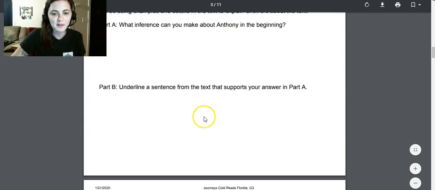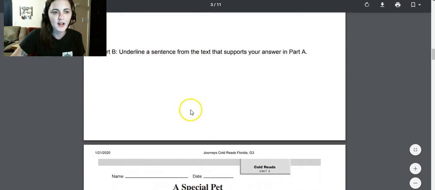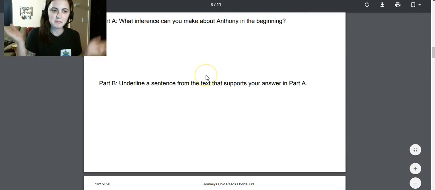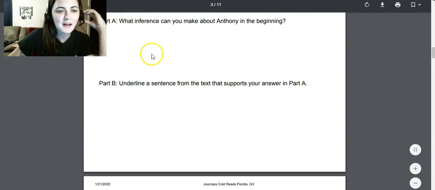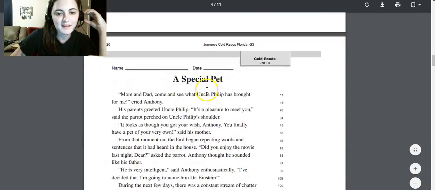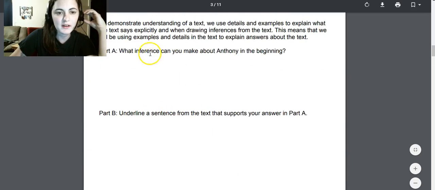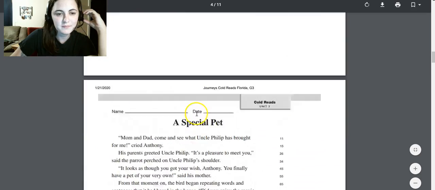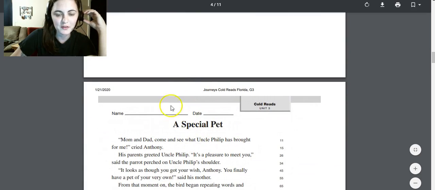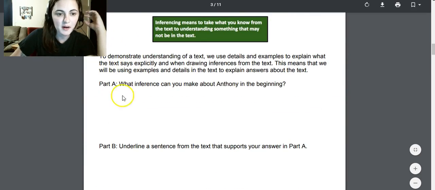This is a part A, part B question that goes to this story here. I don't know why they put it here, but it is what it is. Before we read this, we should really read these questions that come before and after it. This is a story called A Special Pet. Part A: what inference can you make about Anthony in the beginning?